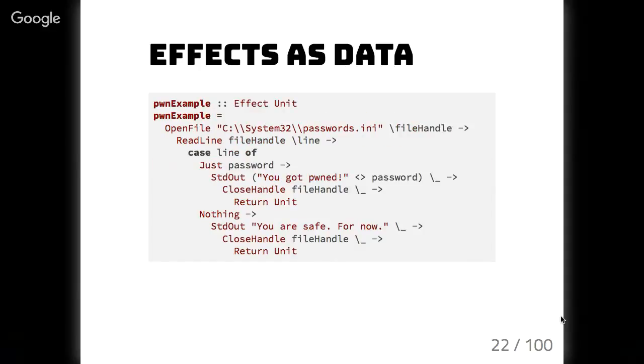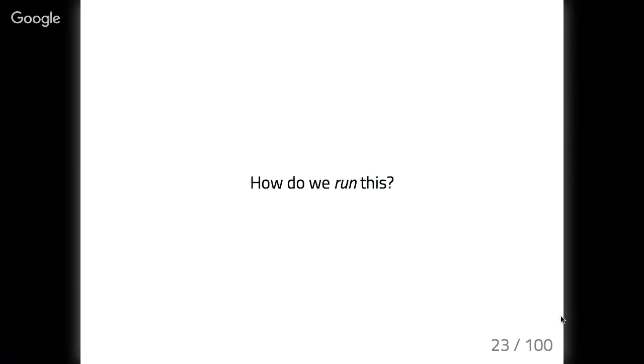And so if we were to write a program in this style, there's a sample: we're going to open a file, and we'll get the file handle out of it. Then we're going to read line with the file handle, get the next line out of it, and print it. This is just a description of the effects that we want to happen in our setting. But the question then comes: how do we actually run this?